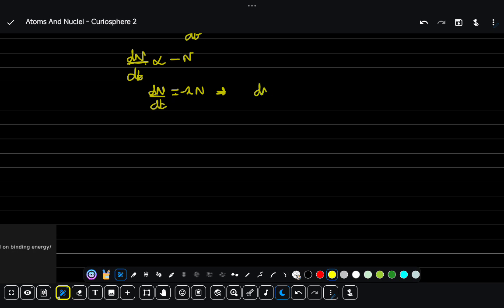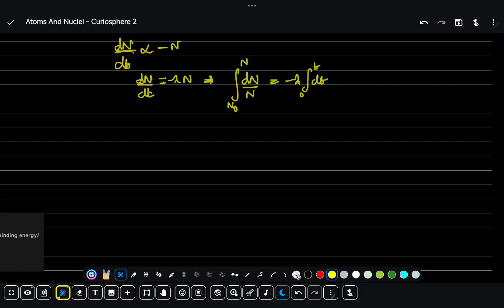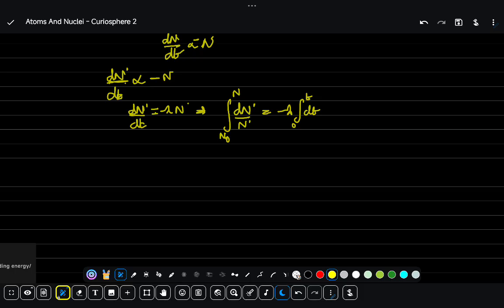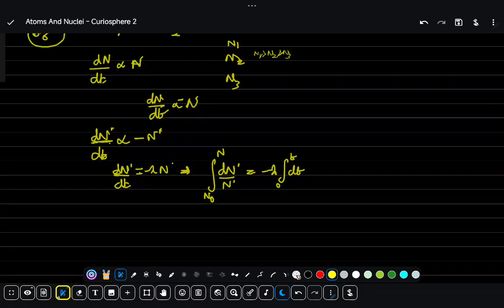So we bring the terms accordingly. dN by N integrated equals minus lambda integral dt, from 0 to t. Initially at t equal to 0, let us assume there is an initial amount N naught, and finally there is an amount N. Don't get confused, you can use N prime, dN prime over N prime, just for avoiding confusion. There's no big difference, right?